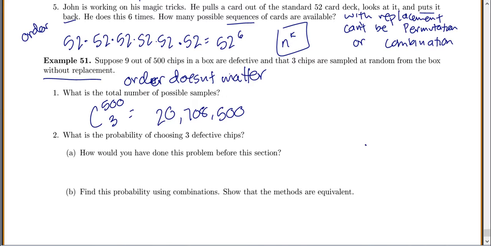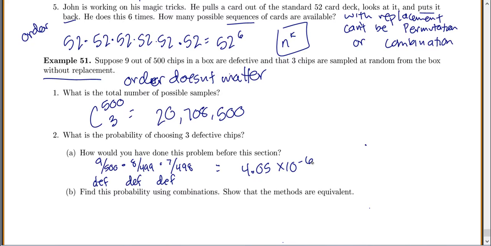You would have said, okay, I want to choose 3 defective chips. So I need a defective, and then a defective, and then another defective. If I want to draw a defective chip, there's 9 out of 500 that are defective. So my first defective chip would have been 9 out of 500. Then I need to get another one, but I'm not going to put the chip back each time. So if I want another defective chip, there would only be 8 defectives out of a total of, I already took one out, so 499. Then I need one more defective, so it would be 7 out of 498. So each time I have one less defective chip, one less total. And this would have given me 4.05 times 10 to the negative 6.